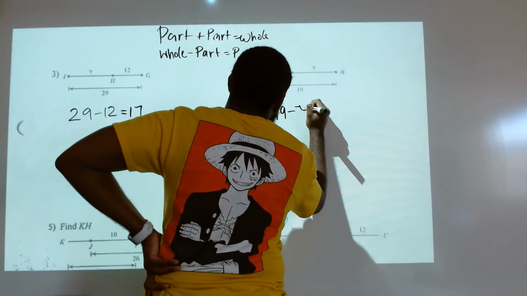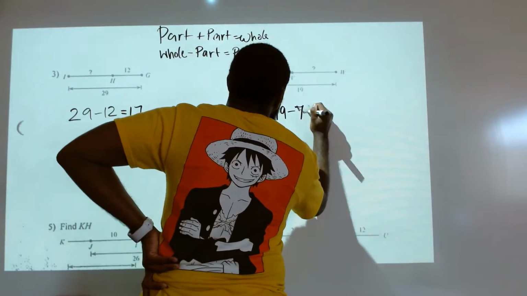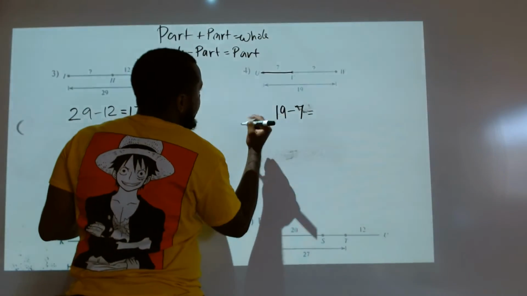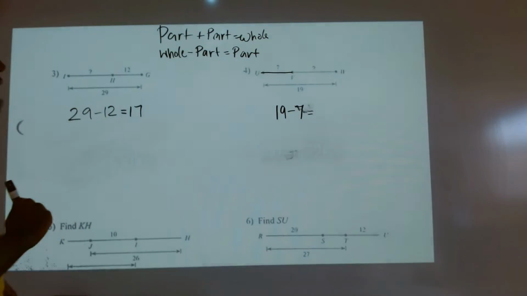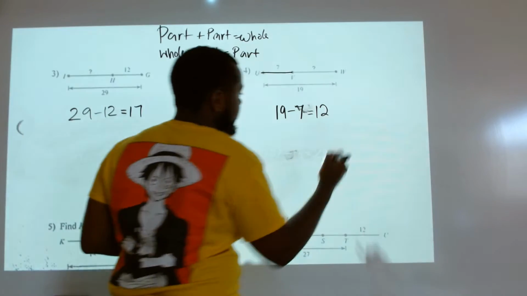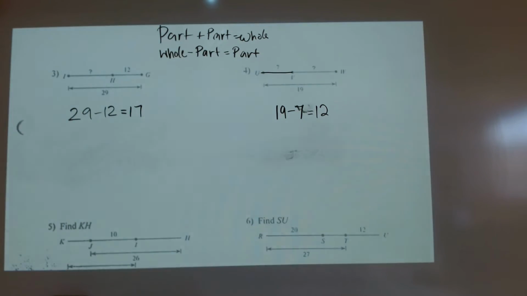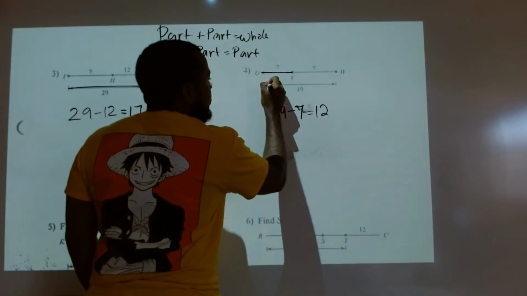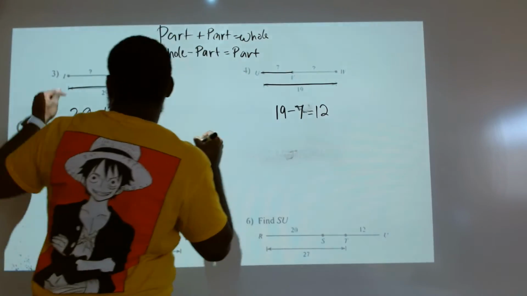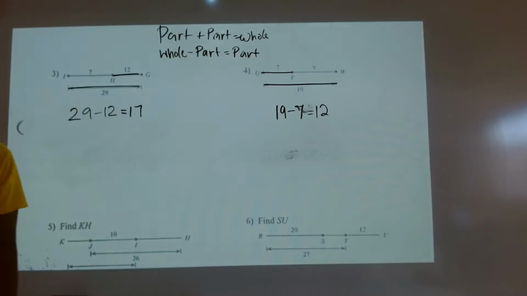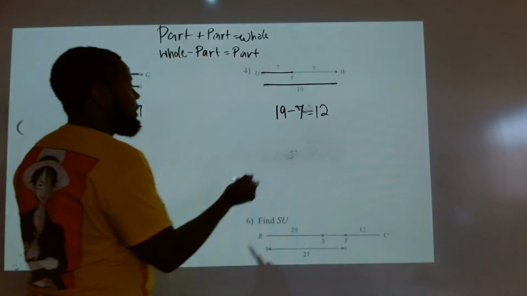You have 19 minus 7. The whole length is 19, but part of that length is 7. I need to figure out what the other length is. Okay? So 19 minus 7 will give you 12. Does that make sense? Okay? Whole length, whole length. If this is part, and this is part, whole minus part will give you the other part, which would be 12 here.